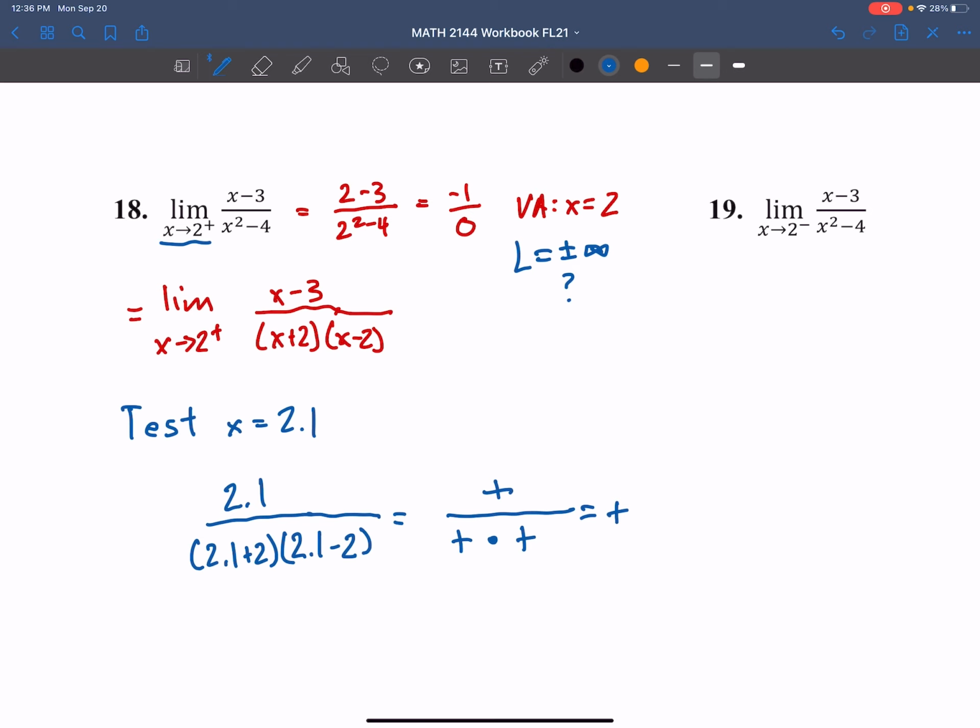Positive. Question, yeah. Are we supposed to subtract 3, so wouldn't the numerator be... Oh, I forgot that up there. So let's make this correction. This should be 2.1 minus 3, which would give you a negative, which would make this a negative. Good catch. Thanks, Emma.